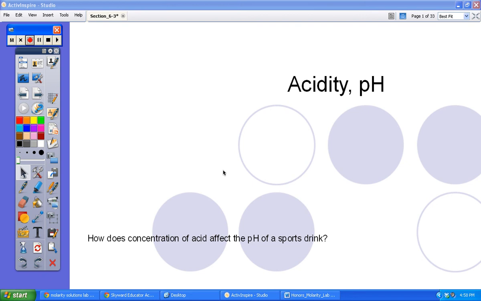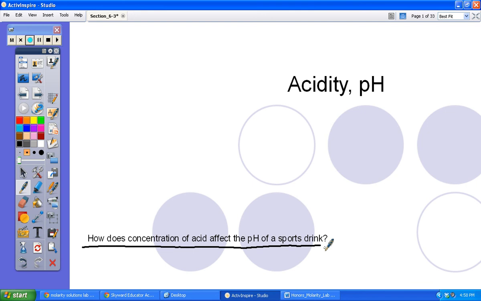Okay, this talk is on acidity and pH. We're going to look specifically at the question, how does concentration of an acid affect the pH of a sports drink? So any sports drink, Gatorade, Powerade that you drink actually has a certain amount of acids in it, and we're going to look specifically at citric acid throughout this unit.